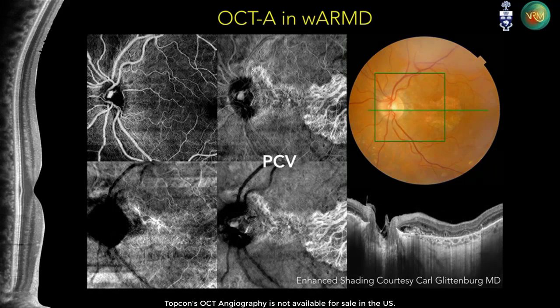And then I think here one final example of PCV, or polypoidal choroidal vasculopathy, and you can see obviously that there are some small polyps that are visible within the large network of vascular structure.